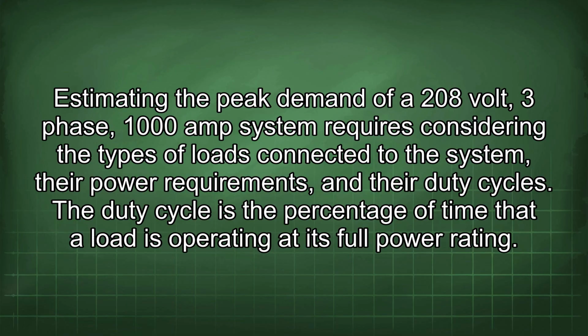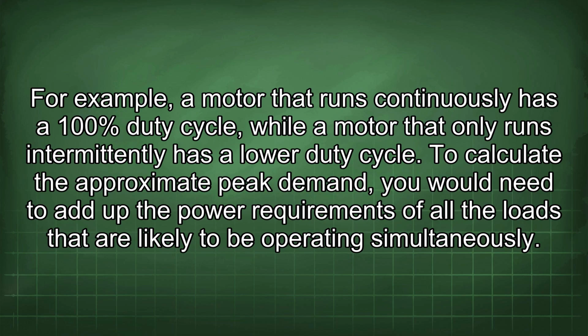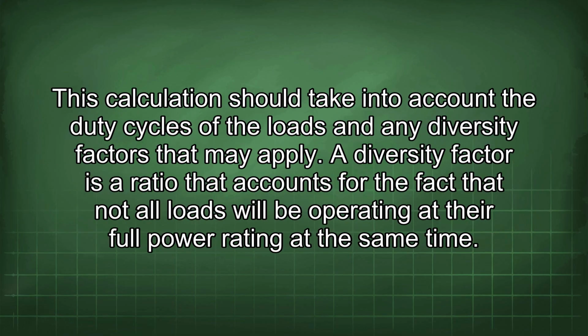The duty cycle is the percentage of time that a load is operating at its full power rating. For example, a motor that runs continuously has a 100% duty cycle, while a motor that only runs intermittently has a lower duty cycle. To calculate the approximate peak demand, you would need to add up the power requirements of all the loads that are likely to be operating simultaneously. This calculation should take into account the duty cycles of the loads and any diversity factors that may apply. A diversity factor is a ratio that accounts for the fact that not all loads will be operating at their full power rating at the same time.